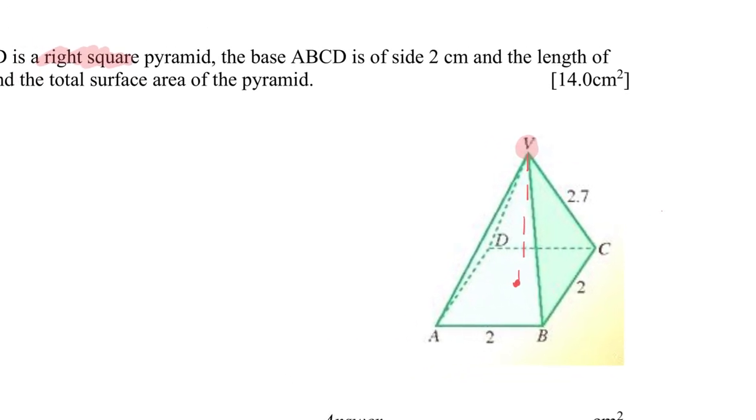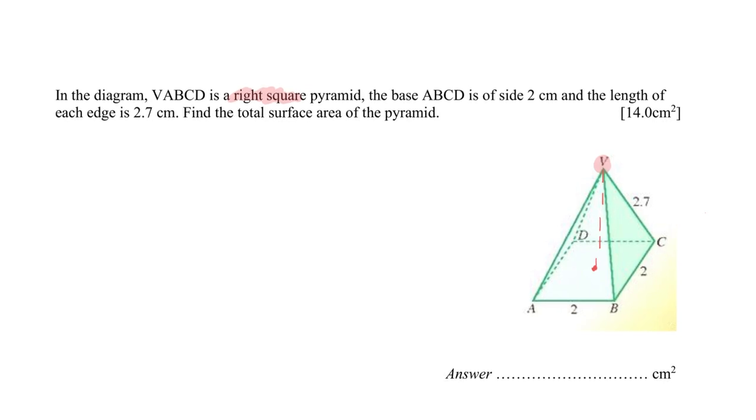Going back again, we have a base ABCD, and it is a square. The sides are given 2 cm each, and we are required to find the total surface area. So we have learned before, we just need to find the total area of all the faces, including the base area. So the very first step Mr. Tang is going to do is to find the base area first.